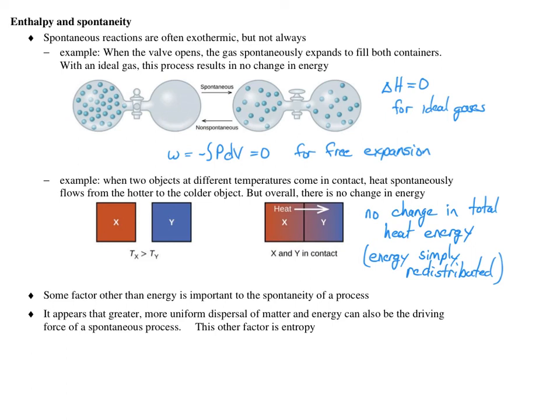Both of these examples go to demonstrate that some factor other than heat energy is important to the spontaneity of the process. And if we look at both of these processes, you'll see the spontaneous reaction is in the direction that results in a more uniform distribution of matter or a more uniform distribution of energy. We're going to see this type of process in terms of a factor called entropy.